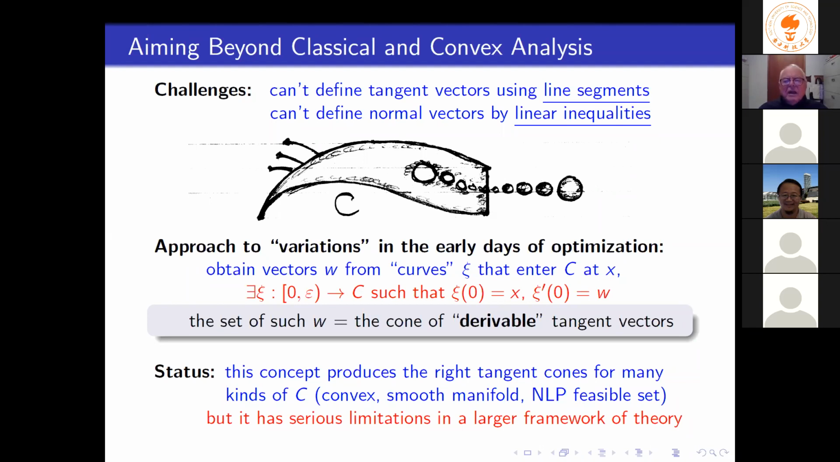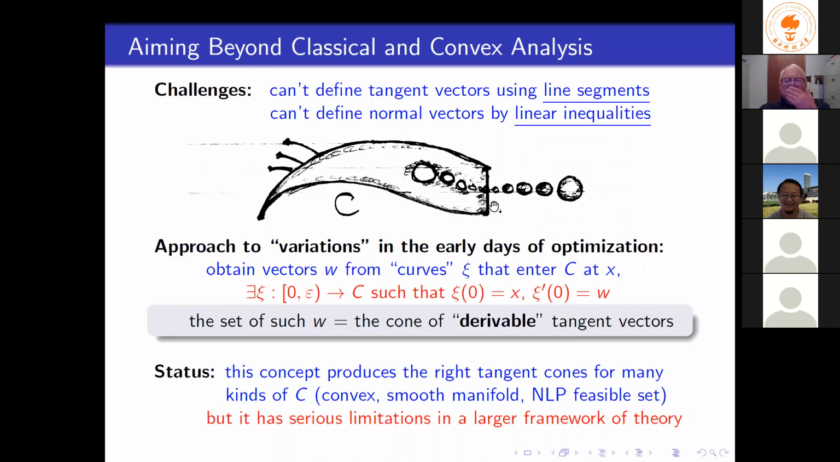I can't define tangent vectors just by using line segments that enter this set, because, for example, I'm trying to show here a cusp. There's no line segment here that enters. Every line segment will immediately leave this set. So I can't use line segments, at least at this point. But even at these points, there are various points where I couldn't use just line segments. And I can't define normal, and then also tangent.